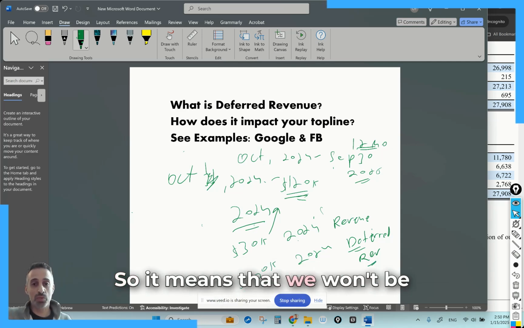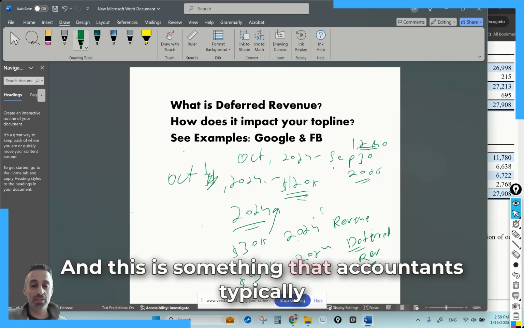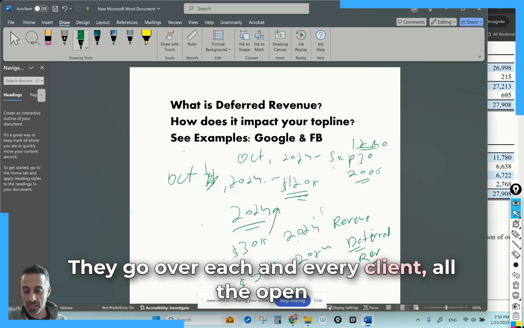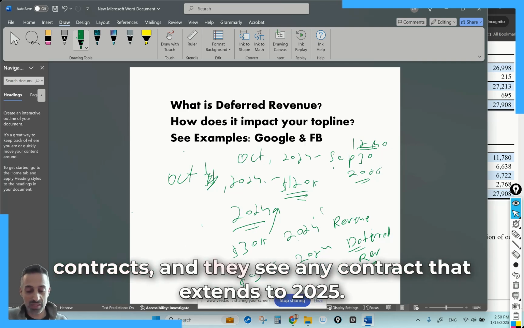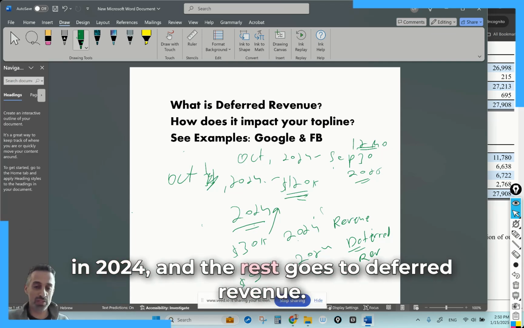So it means that we won't be able to recognize the whole transaction, right? And this is something that the accountants typically do at the end of the year. They go over each and every client, all the open contracts, and they see any contract that extends to 2025. They will need to calculate what they can recognize in 2024, and the rest goes to deferred revenue.